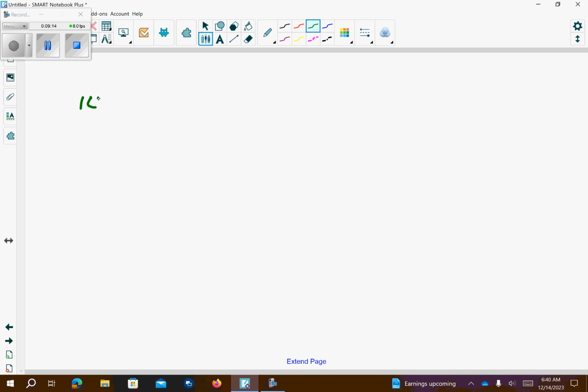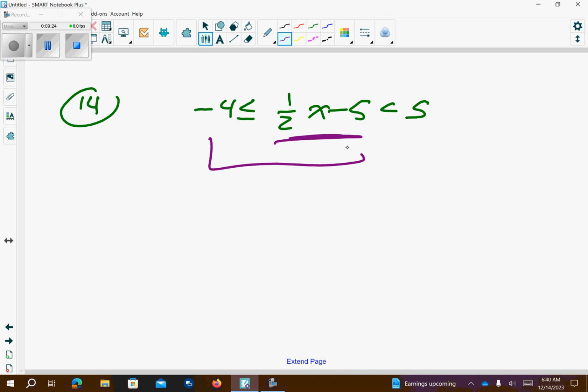Number 14, it's still the same idea we've been working with. We have two inequalities, so that means we have two problems that we're going to break it into. The middle goes with both. So my first problem is going to be this. I'm going to add 5 to both sides. Those cancel, so negative 4 plus 5 is 1.